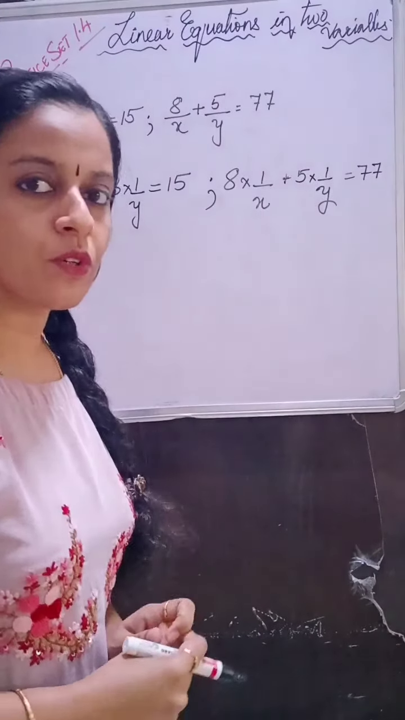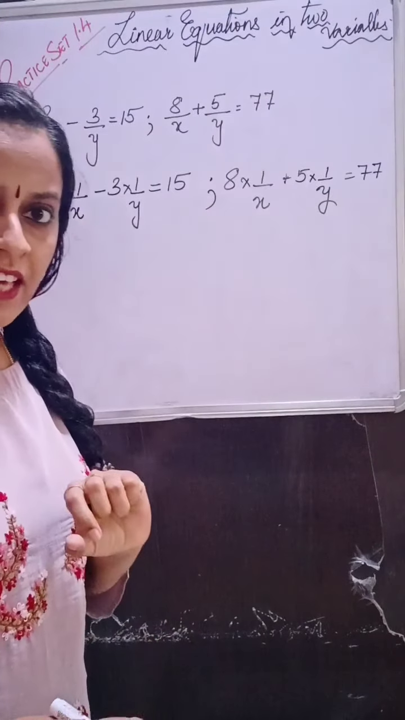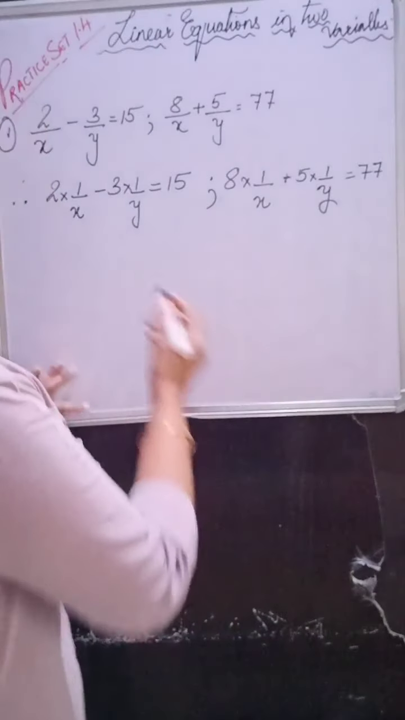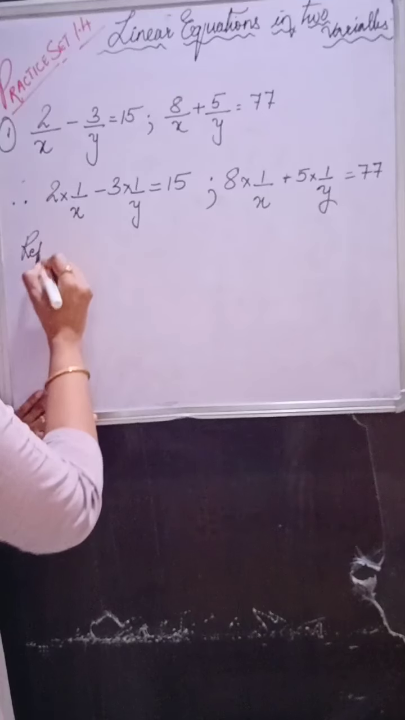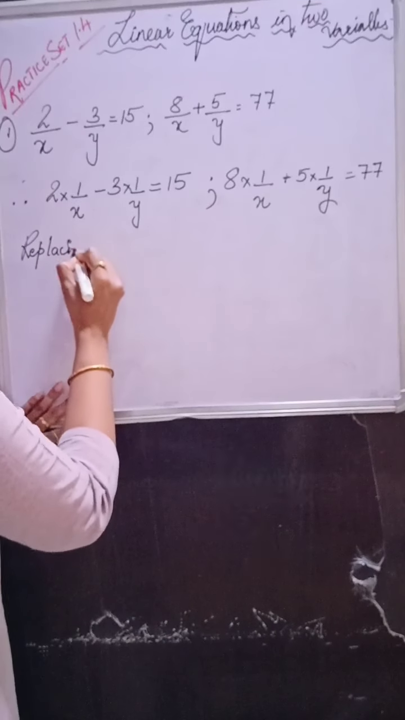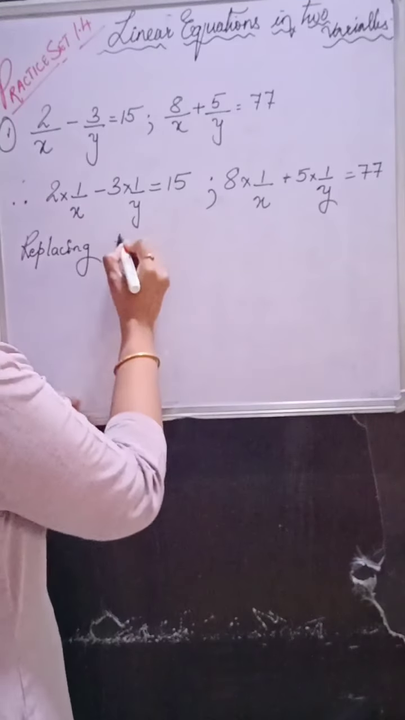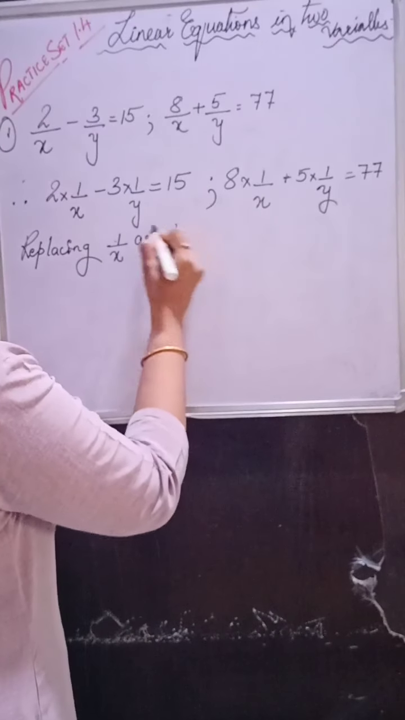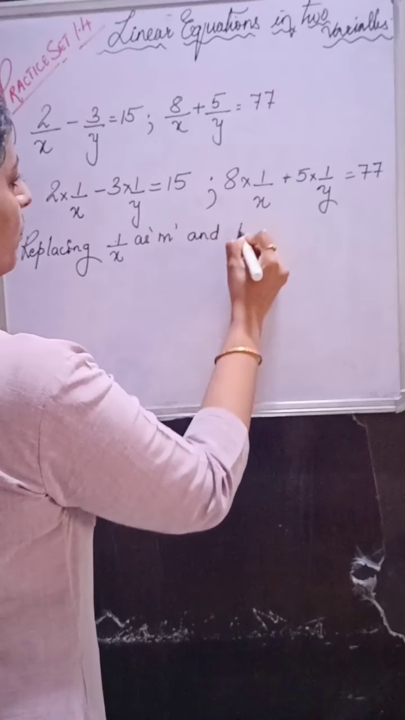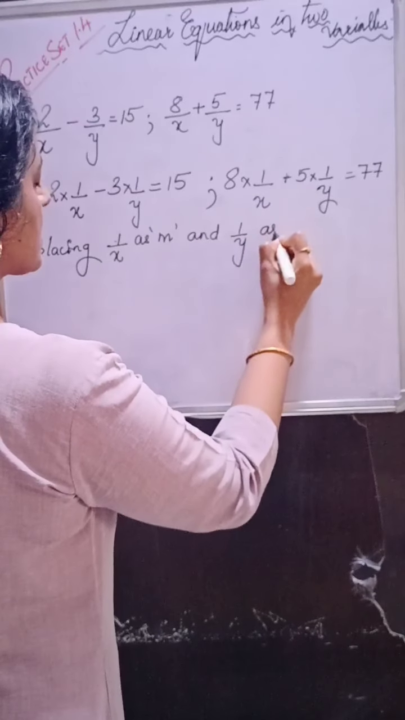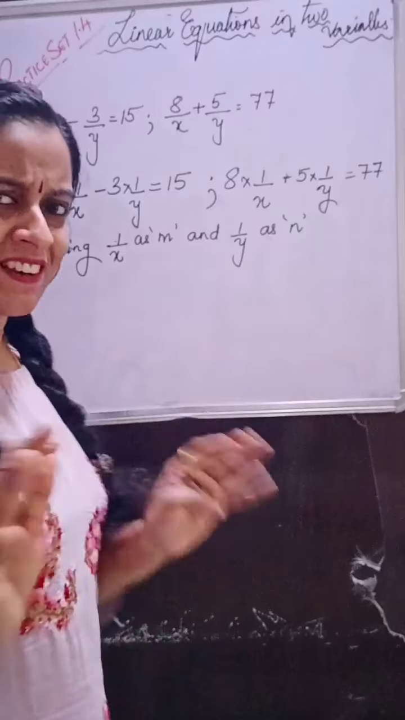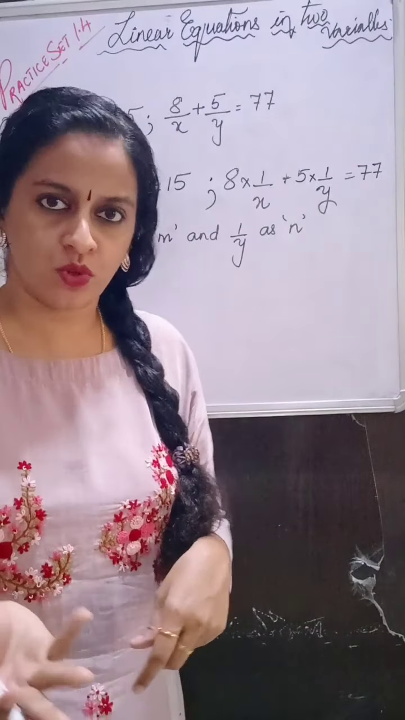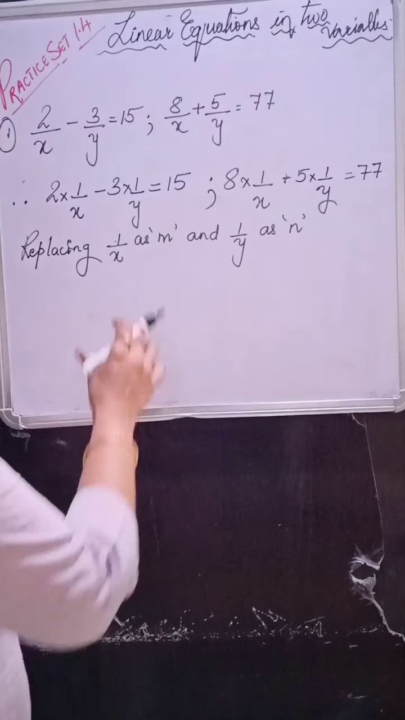What are we going to do now? We will replace 1 upon x as m and 1 upon y as n. So we will write, replacing 1 upon x as m and 1 upon y as n. These are statements you can write any way: replacing, or let, suppose. All these are the words that you can use here.